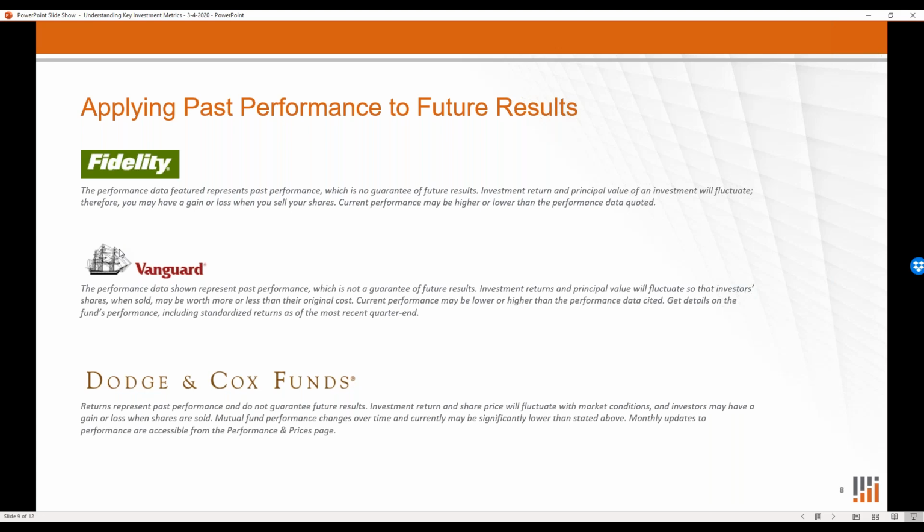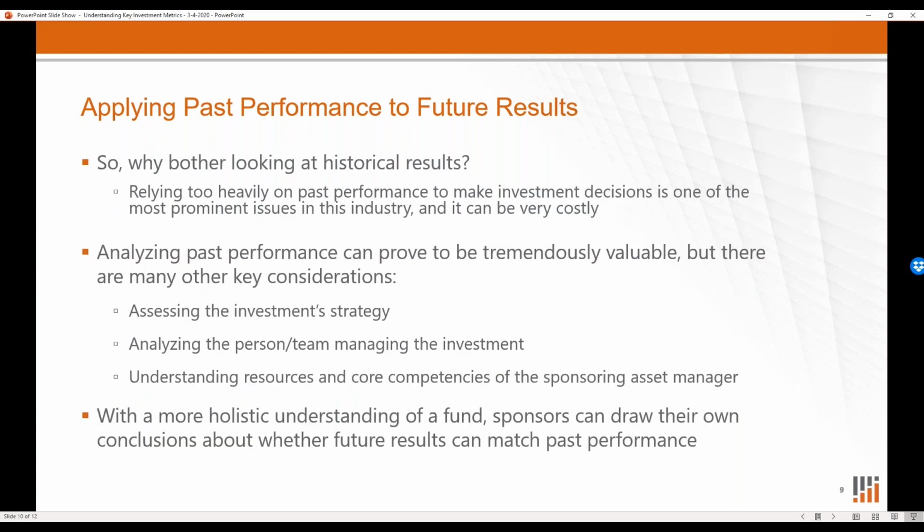And you will see this disclaimer posted on any website, on any disclosure, on any statement that involves any investment information. And it begs the question, what the heck have Bill and Tom been talking to us about for the past 20 minutes? And what is the purpose of using historical results to gauge the performance of investments? And it's a very valid question.